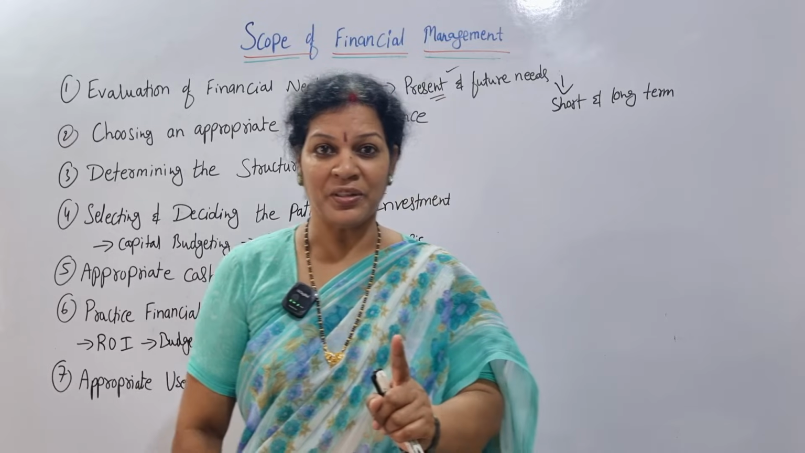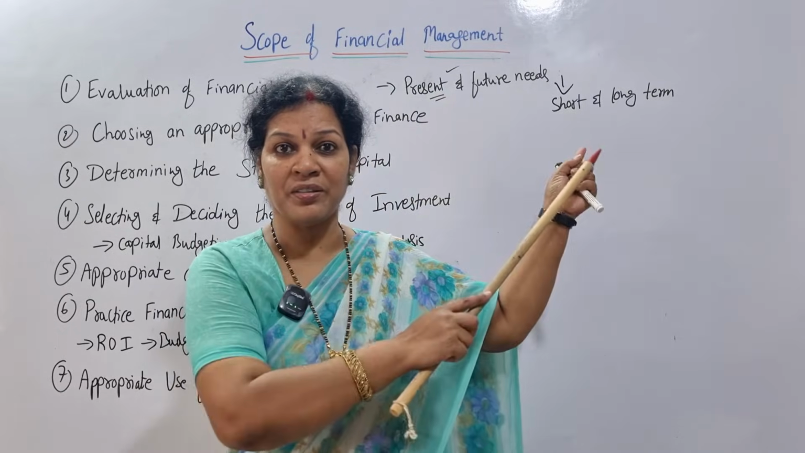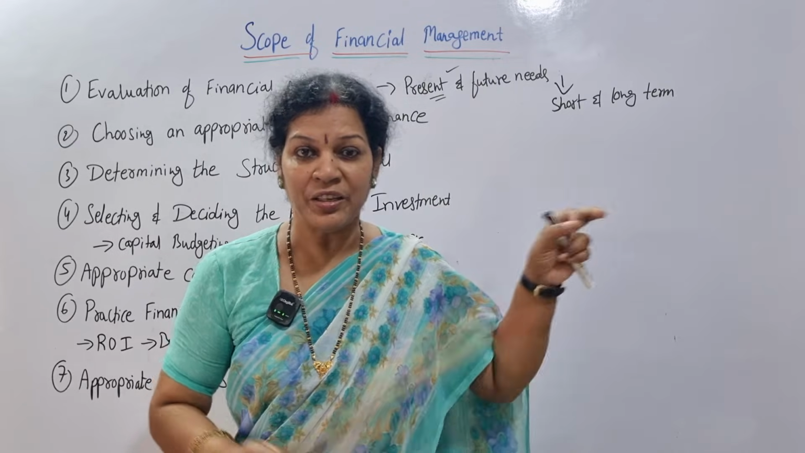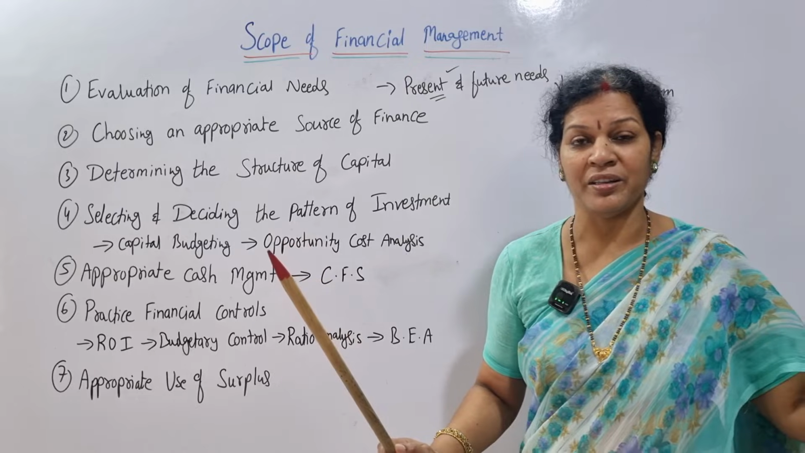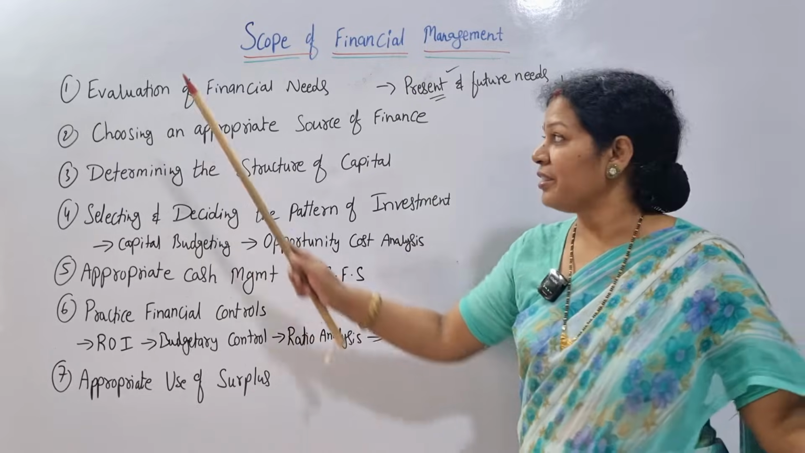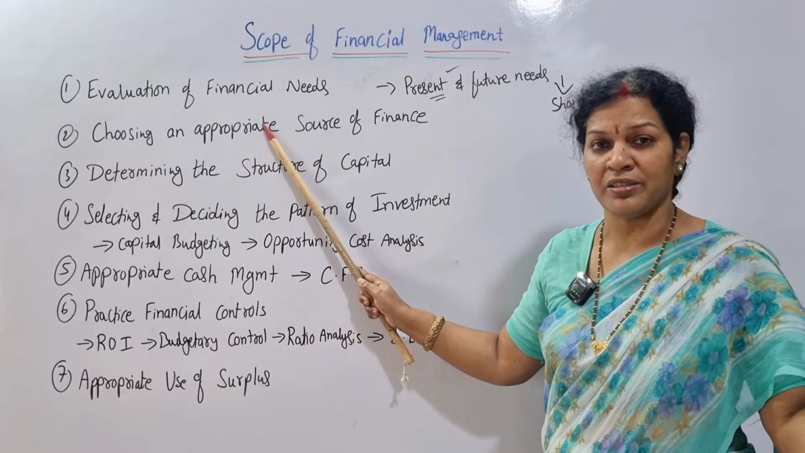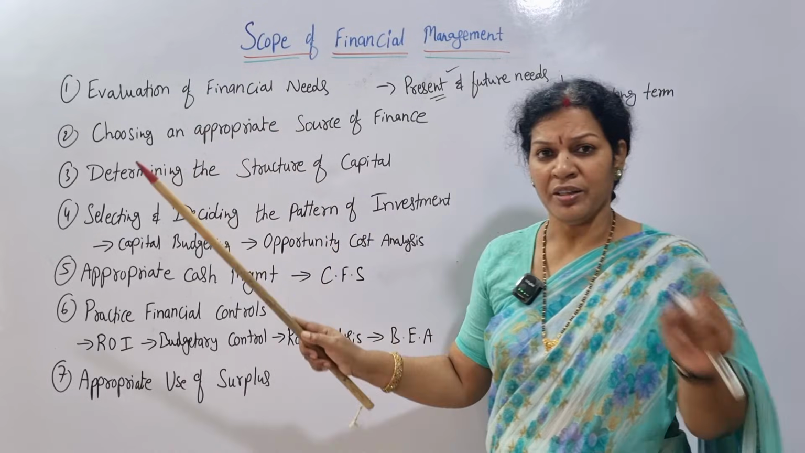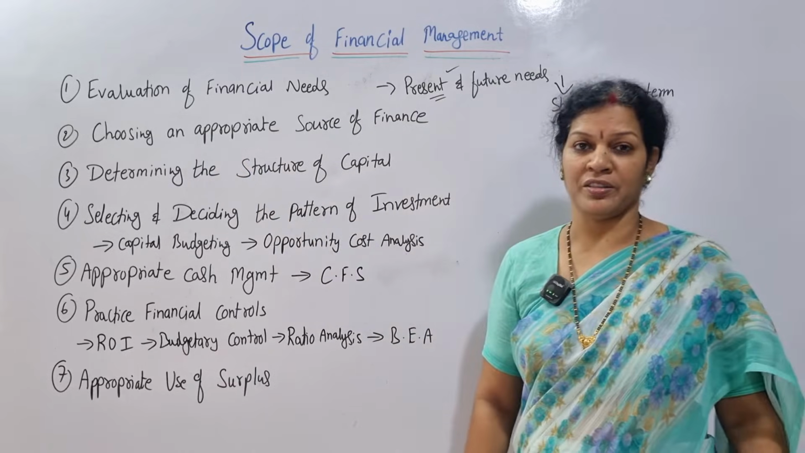In finance, the first aspect is we need to get the funds. How do we get the funds? If you focus on this, we will come to know. So in this point you are deciding that you want funds. How much is required? How much funds are needed? Once you understand this evaluation of financial needs, then you can focus on the second aspect, that is choosing an appropriate source of finance.